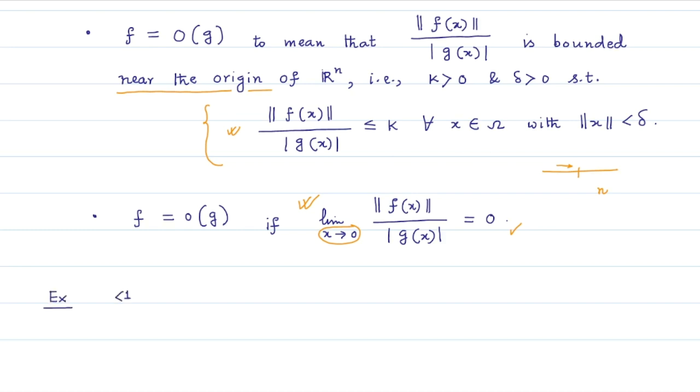For example, note that we can write a real valued variable x simply as big O of x, because we have the function f as f(x) equal to x and g(x) equal to x, and thus mod of f(x) divided by mod of g(x) is equal to 1 for any non-zero x, and hence mod of f(x) by mod of g(x) is a bounded quantity in any neighborhood of x equal to 0.